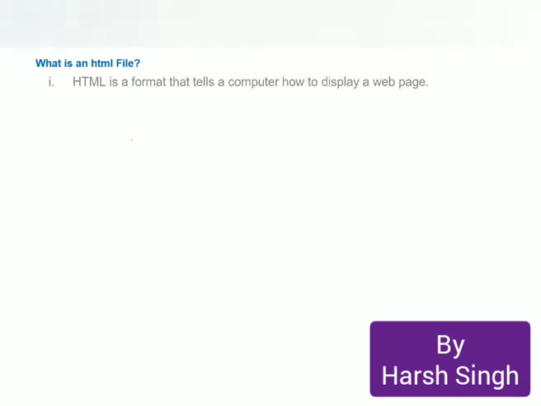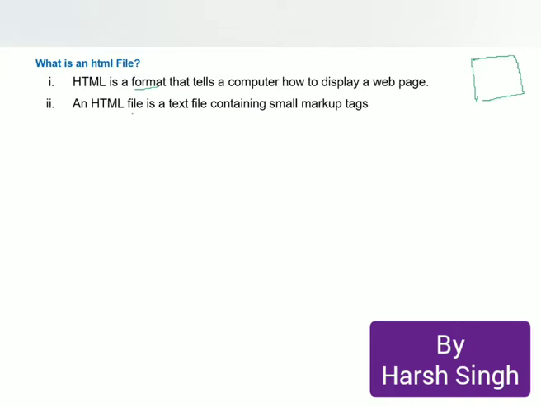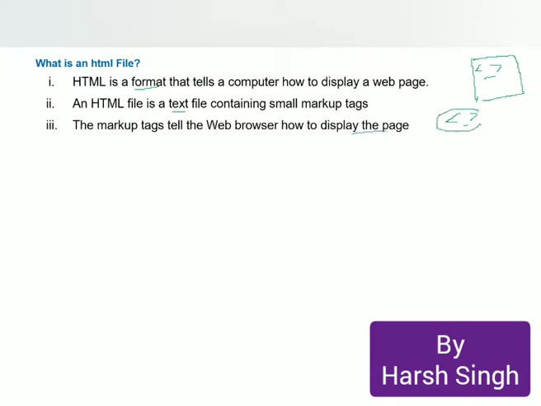What is an HTML file? HTML is a language or a format that tells you how a page will look, or how a web page should look on your browser or a computer. An HTML file is a text file, simply a text file, which will have markup tags. Anything which is inside the tag directs the browser or the computer to do something or to do some formatting. The markup tags tell the web browser how to display the page. You want to display it italic, in bold, some image, everything is possible. An HTML file has the extension .html.